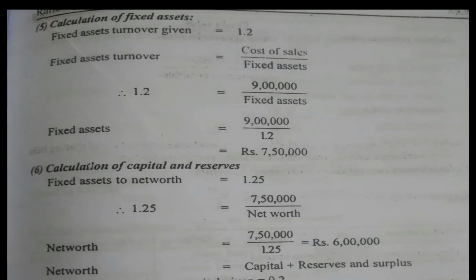So we know the fixed asset to net worth. The formula is given there in the sum. Fixed asset to net worth. I told you, whenever you come across "to", it is nothing but divide. So here the fixed asset divided by net worth is equal to 1.25. I know the value of fixed asset, that is 7,50,000, divided by net worth, which I don't know, x, is equal to 1.25. Therefore x will be 6 lakh, that is net worth. Okay, net worth, I told you, is nothing but shareholders' fund, that is capital and reserves and surplus. We'll go to the next slide now.